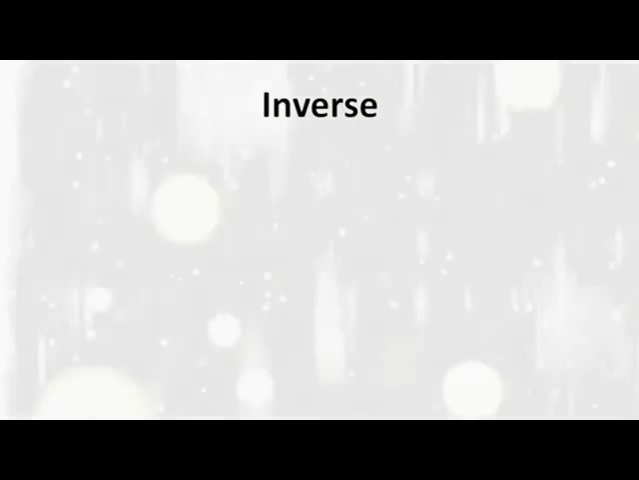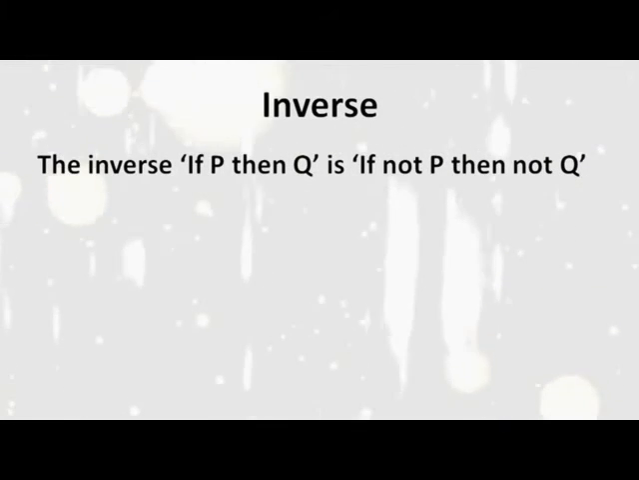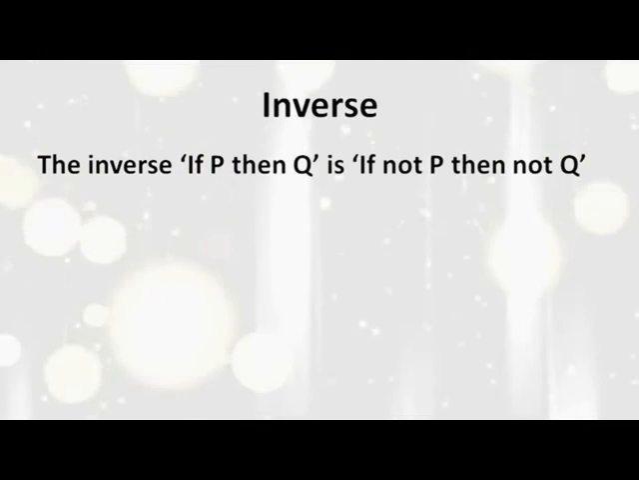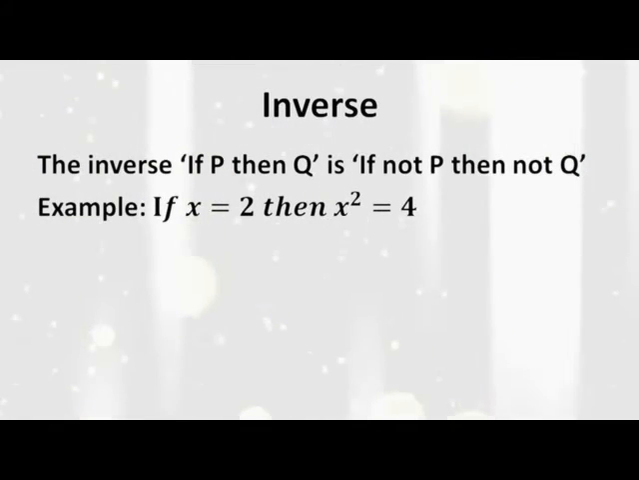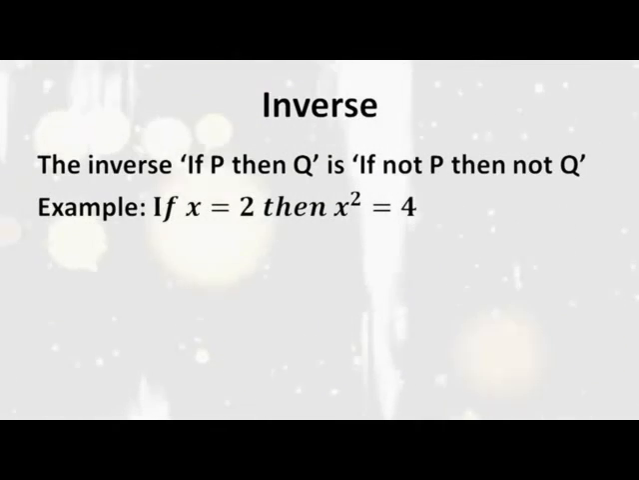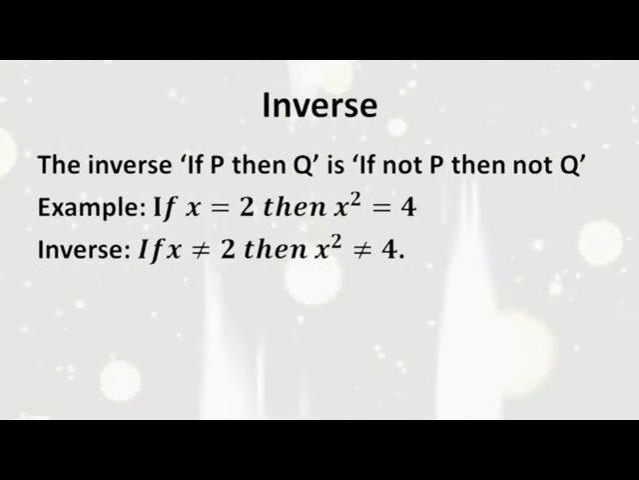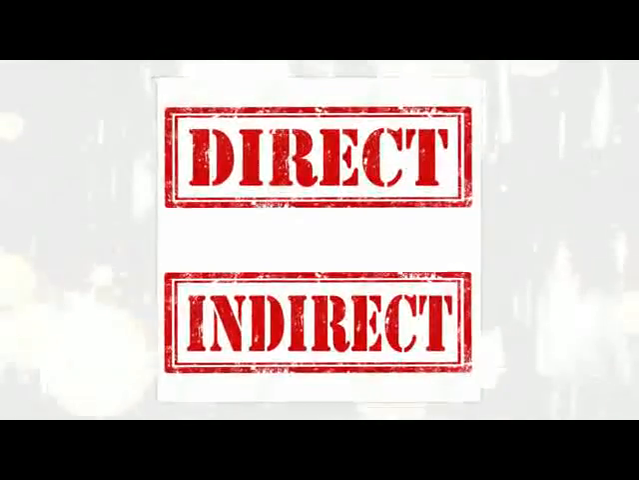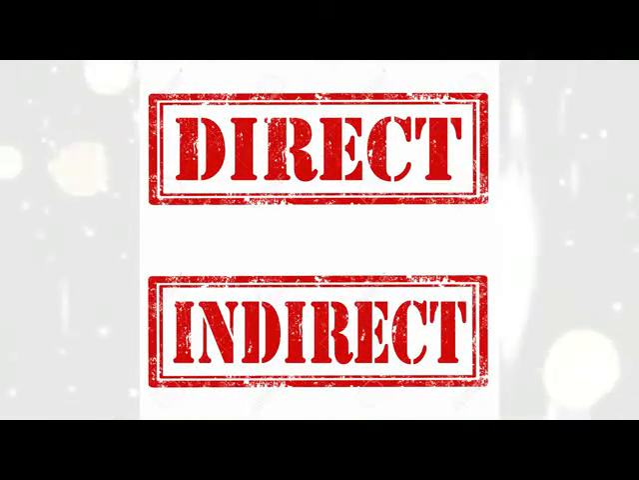And then inverse. The inverse of if P then Q is if not P, then not Q. Example, the statement is if x equals 2, then x squared equals 4. So the inverse is if x is not 2, then x squared is not 4. So today we're going to learn about two types of proving in mathematics. The first one is direct proof and the second one is indirect proof.